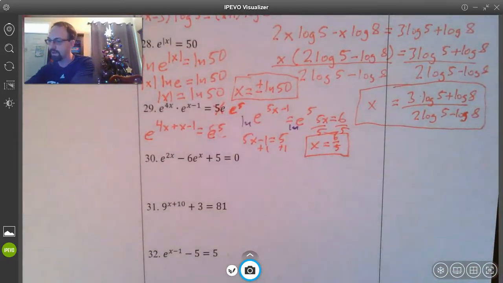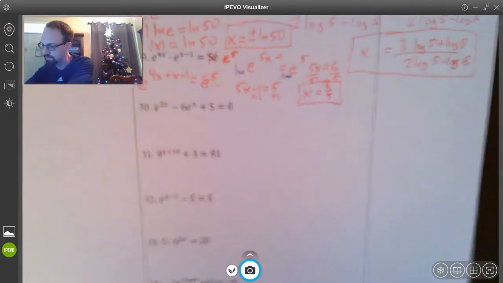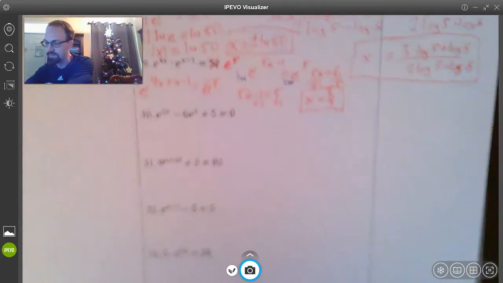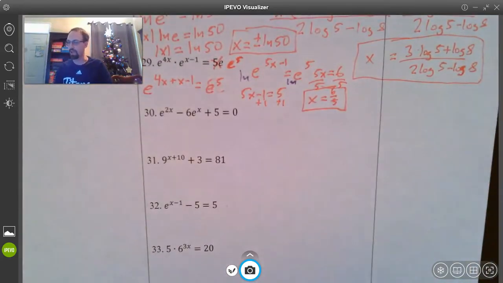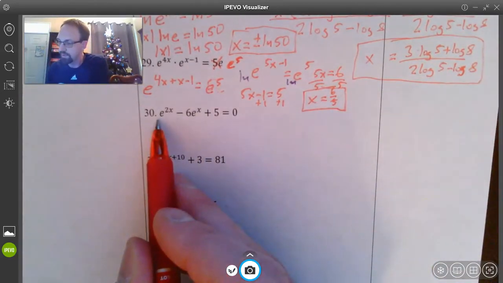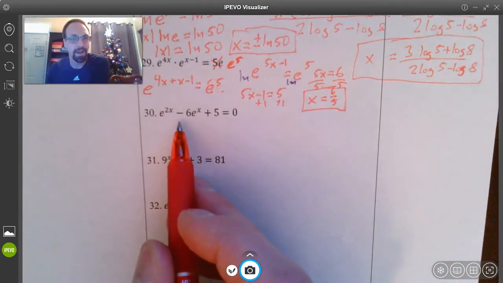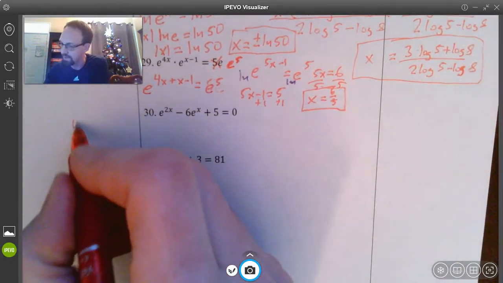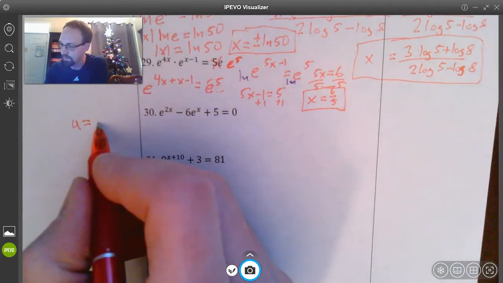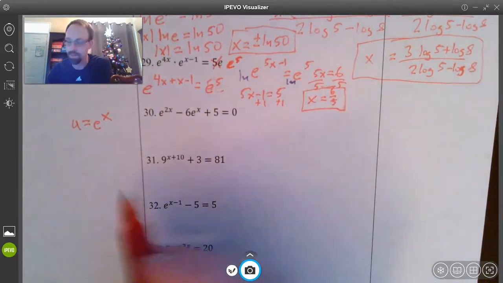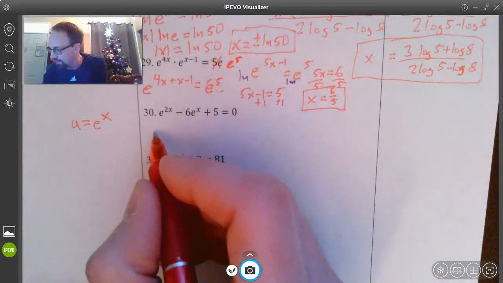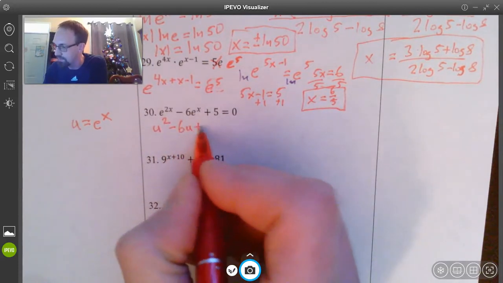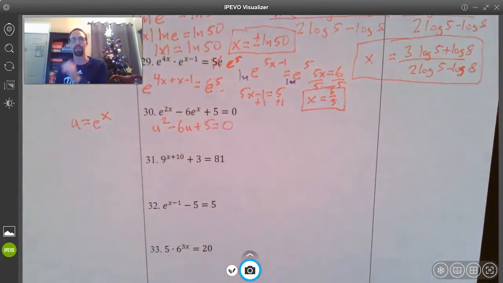For time's sake, I am going to skip down. Now let's set up 30, and then we'll skip to the rest for in class. This looks like e squared minus 6. Wait a second. This looks like a quadratic, except we need to use u substitution. So we're going to set u equal to e to the x. And by doing that, then we have u squared minus 6u plus 5 equals 0, and then we can solve from there.